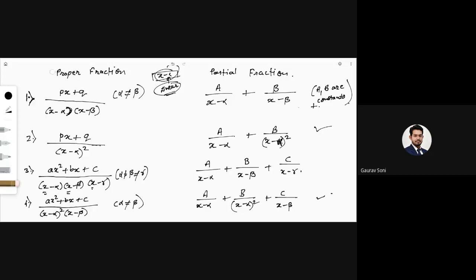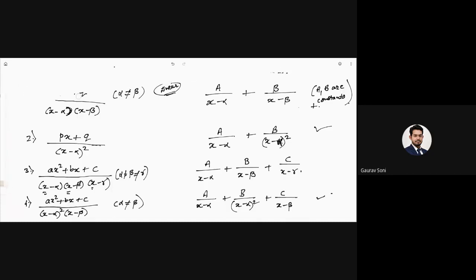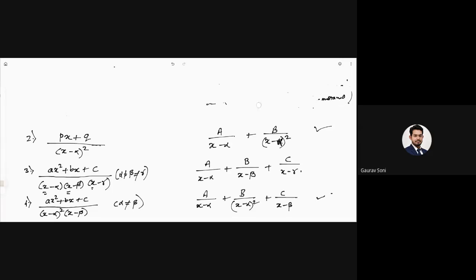And this is the fifth one. I hope you are writing all the notes because those are going to be needed later. Fifth case, ax square plus bx plus c upon x minus alpha cube.